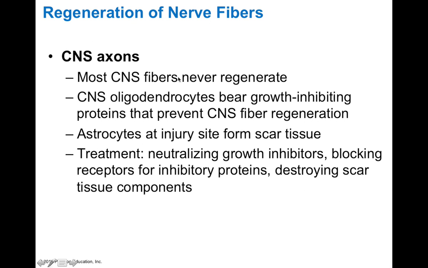Central nervous system axons form fibers that unfortunately don't regenerate that well. Central nervous system oligodendrocytes bear growth-inhibiting proteins that prevent your central nervous system fibers from regenerating. This is important because we don't want our brain to expand within the skull, so it's important to inhibit too much growth of the brain tissue. Astrocytes at the site of nervous system injury form scar tissue, and treatment is basically going to prevent scar tissue formation so that the brain can heal better.